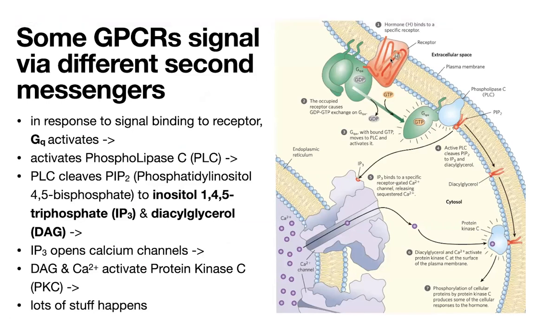So we have a receptor, and we still have a heterotrimeric G protein with an alpha subunit, a beta subunit, and a gamma subunit. But in this case, our alpha subunit is going to be one of these Q subunits. I tried to find what the Q stands for, but no luck. Instead of going down a bunch of rabbit holes, I'm just going to leave it as Q.